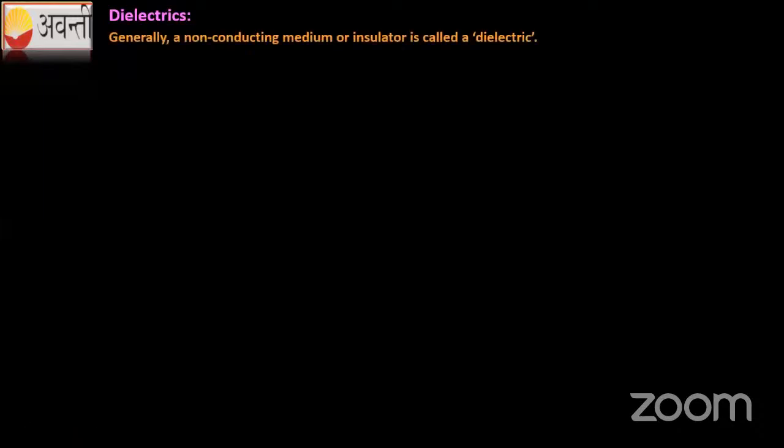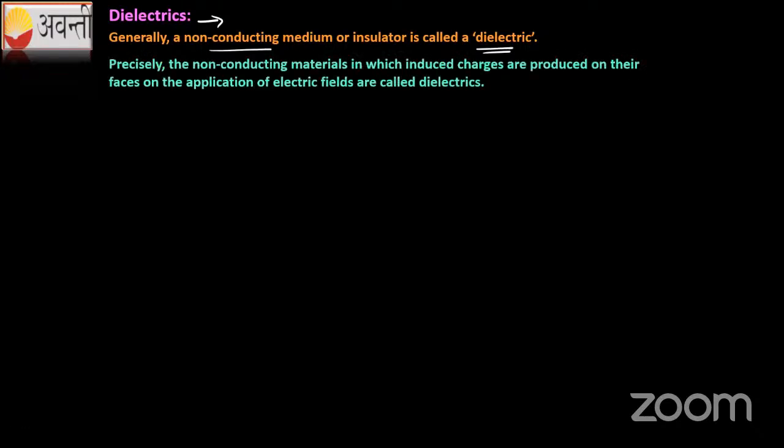Next thing is dielectrics. Yes, Swati, good. Okay, dielectrics सीखना भी बहुत important है. Now we know that dielectrics मैंने बोल दिया था, basically these are all the insulators. Directly we can say these are the insulators. Generally non-conducting medium insulators are called dielectrics. Okay, now precisely the non-conducting material in which charges are induced at their own faces on application of electric field are called dielectrics. Means simple है. Actually dielectrics means they won't conduct.